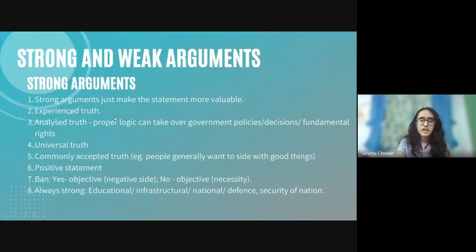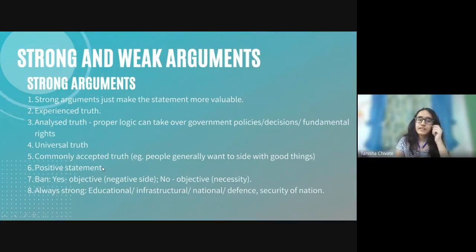All right. Analyzed truth is basically where there is proper logic. It can take over government policy decisions, fundamental rights. Again, an analyzed truth based on certain facts and evidence. If I give you that, okay, in this survey, blah, blah happened. So it's analyzed truth. A universal truth, same thing as I said earlier: humans need oxygen to breathe, the sun shines, all of that, universally acceptable statements, universal truths. 5, a commonly accepted truth. Now, people genuinely want to side with good things which are commonly accepted. Again, a continuation of the previous cases.